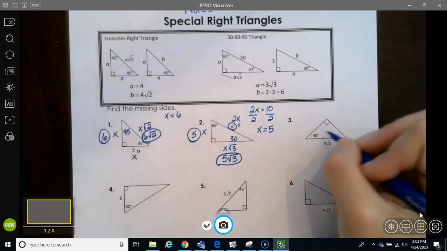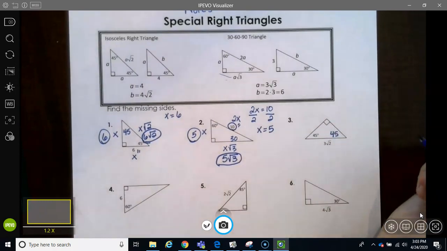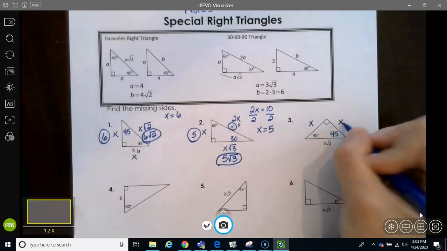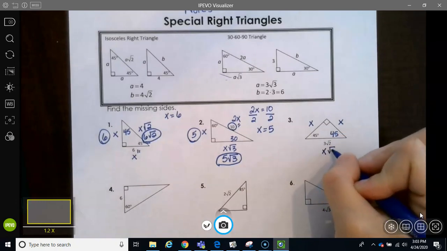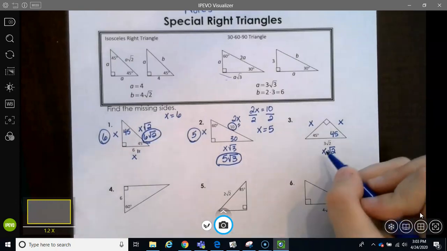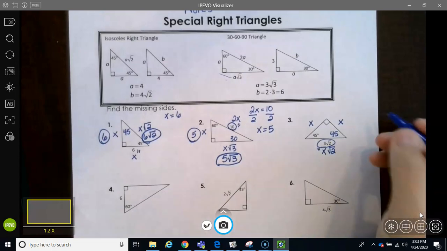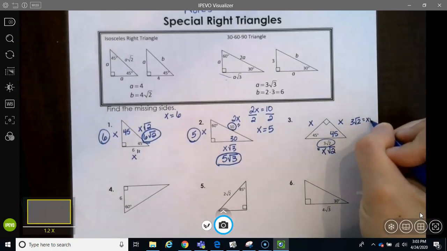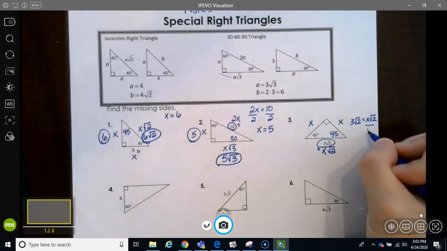Number 3, we have a 45, a 90, so this has to be 45. Across from your 45-degree angles, represented by X, and across from your 90-degree angle is X square root of 2. Now I need to set the side that we actually know the length of equal to our representation for that. So 3 square root of 2 equals X square root of 2, and then get X by itself. So divide both sides by square root of 2.